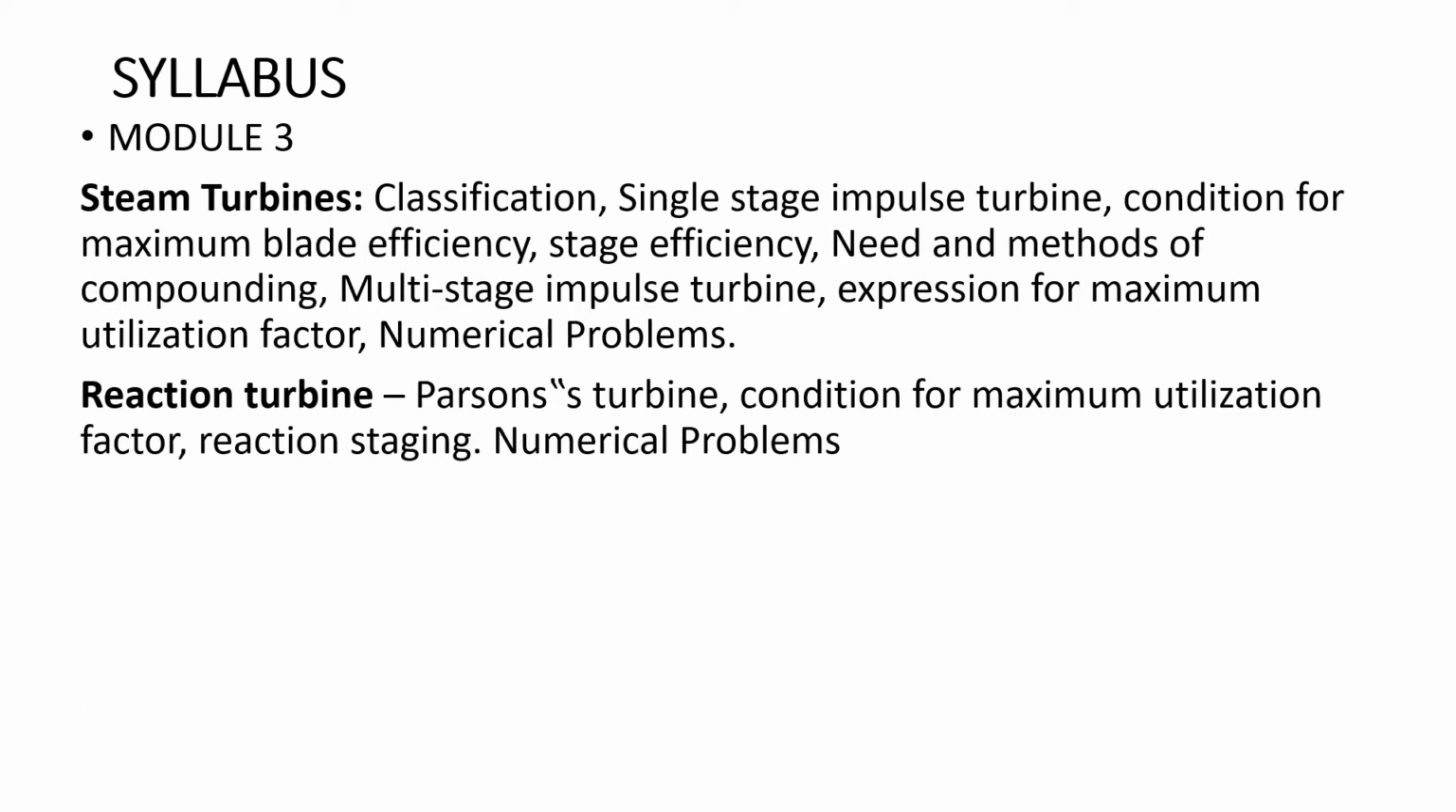Module 3 is about steam turbines and the classification of steam turbines. Basically we are going to study the impulse turbine and reaction turbine in this, and stages and methods of compounding, and we are going to solve a few numerical examples. This module is interesting because here we are going to solve the problems analytically as well as by drawing the vectors, taking a scale and drawing the vectors. Whichever method you are comfortable with, you can follow that method in the examination.